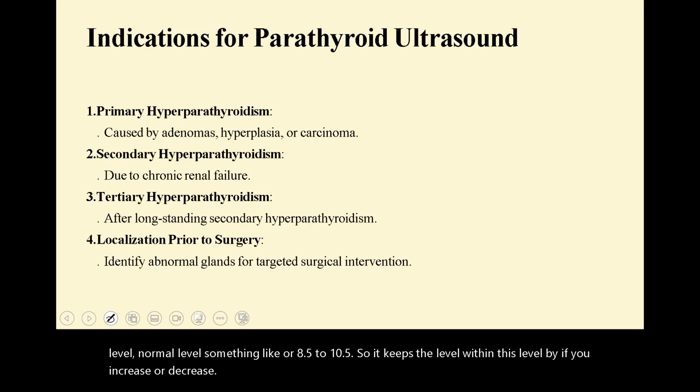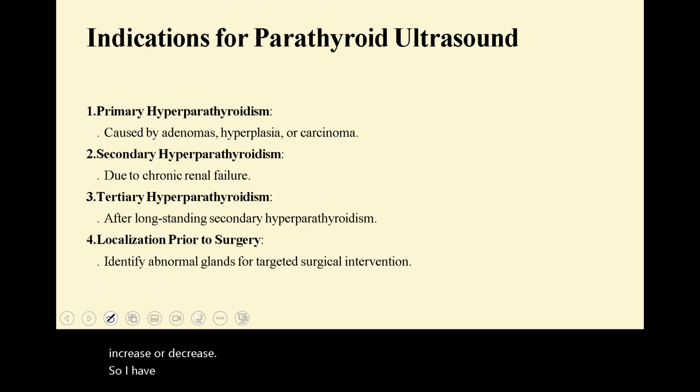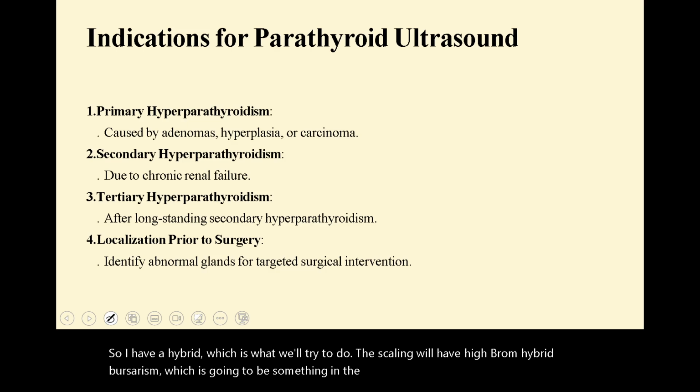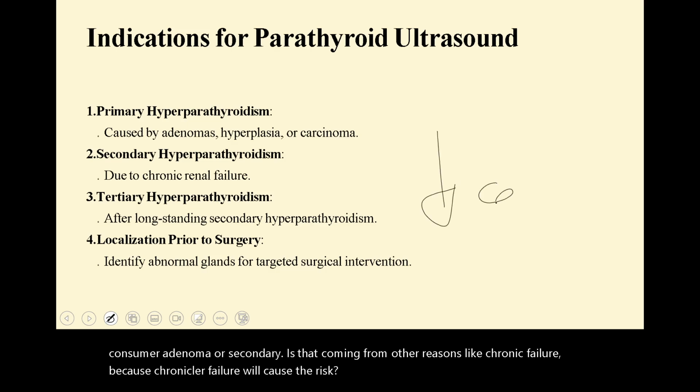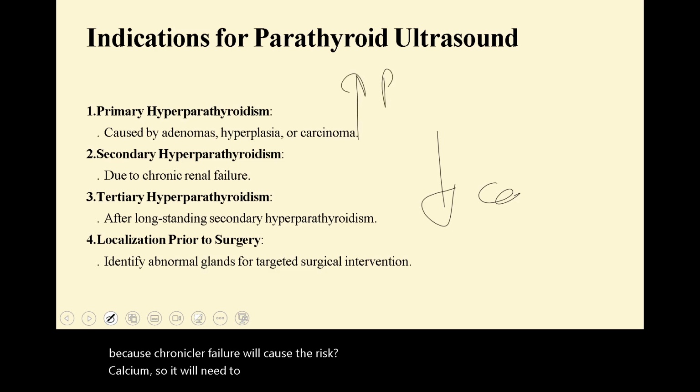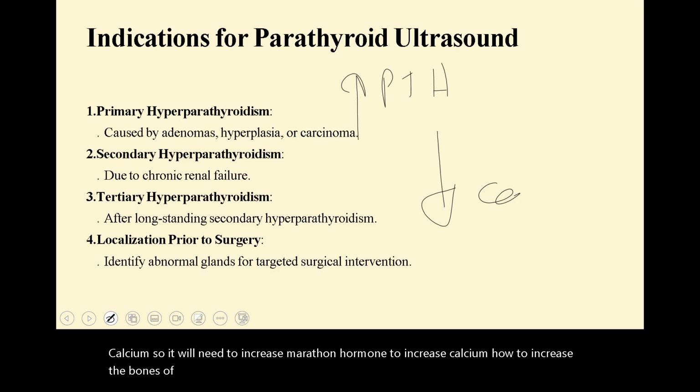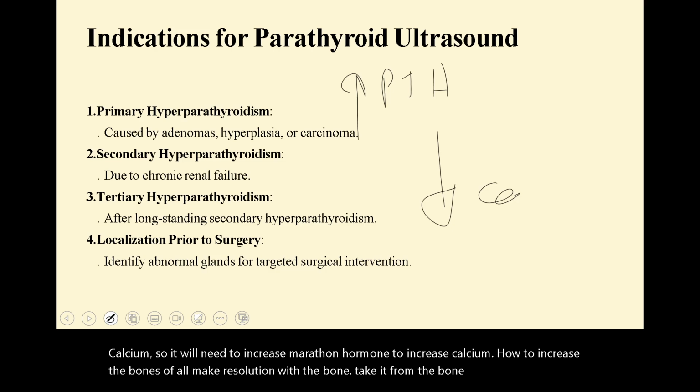So we have hyperparathyroidism, which is when you try to do the scanning, you have primary hyperparathyroidism, which is going to be something in the structure of the gland itself: hyperplasia, carcinoma, or adenoma. Or secondary, coming from other reasons like chronic renal failure, because chronic renal failure will cause decreased calcium. So it will need to increase parathyroid hormone to increase calcium. How to increase? You go in the bone, make resorption of the bone, take it from the bone, put it in the blood. That's how it works.